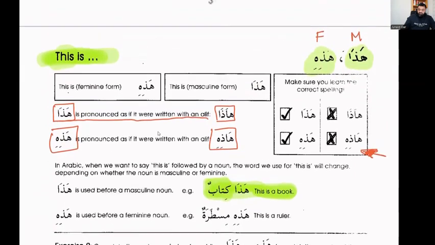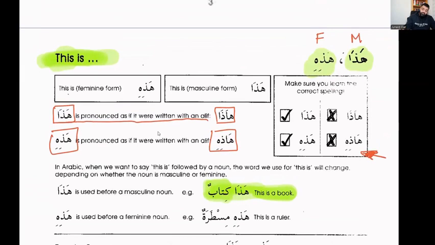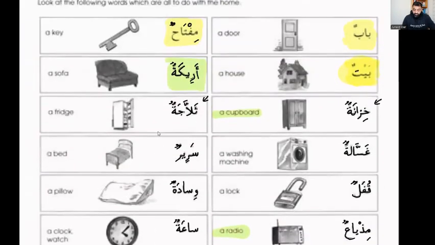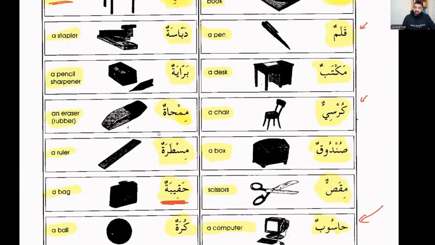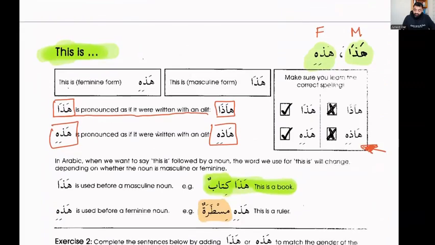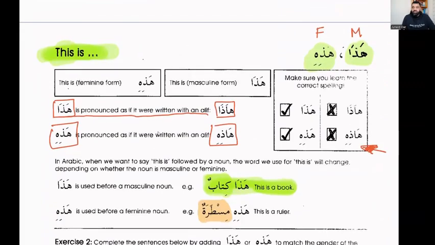Now let's go one underneath. If we go to مسطرة, who remembers what a مسطرة was? A ruler. Good, mashallah. Now I want to say this is a ruler. Is the word مسطرة female or male? Female. So which one do I use, هذا or هذه? هذه. Well done.